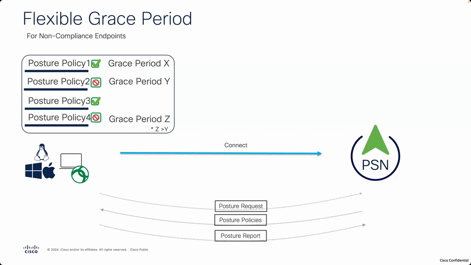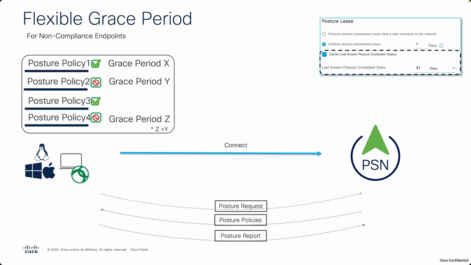Now, Cisco Secure Client doesn't even actually know what grace period it is going to get. It's defined at the ISE level. It just evaluates the posture policies and submits the report back to the ISE. Now, ISE will look into its cache. The grace period is going to be extended to the endpoints only when its previous status was compliant.